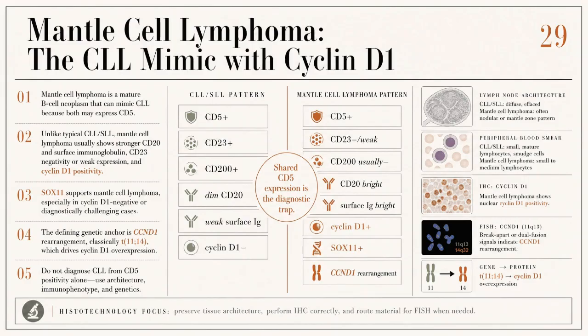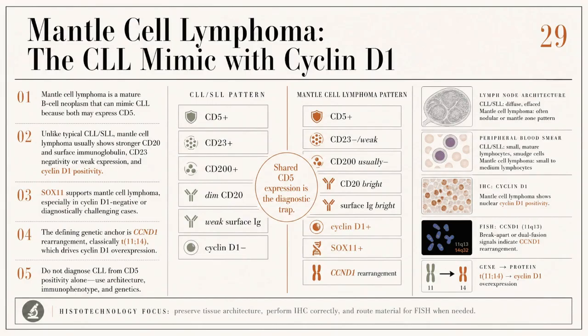In these cases, SOX11, a transcription factor, serves as an important adjunct marker. SOX11 positivity supports the diagnosis of MCL, even in the absence of cyclin D1 expression, highlighting the necessity of a comprehensive immunohistochemical panel rather than reliance on a single marker. This also emphasizes the role of molecular and cytogenetic testing, such as fluorescence in situ hybridization, FISH, to detect a characteristic translocation when immunophenotypic results are ambiguous.